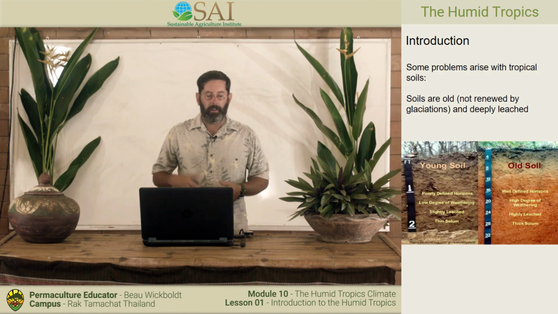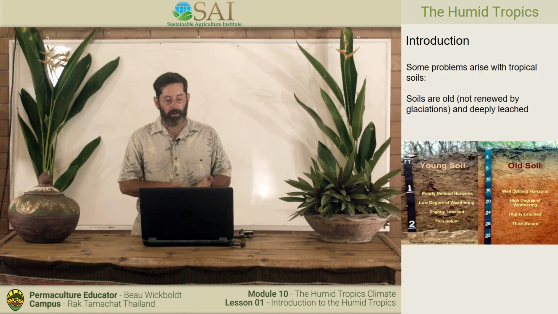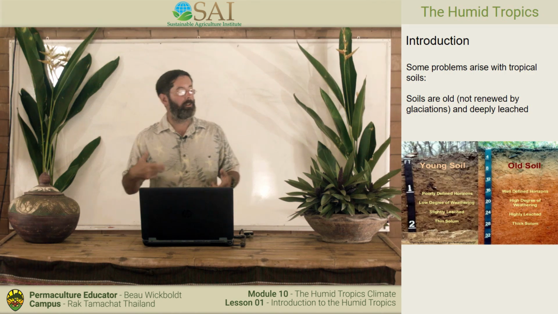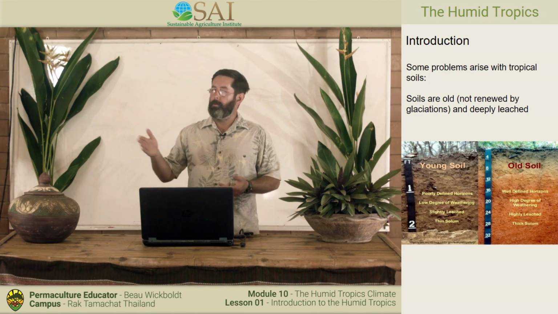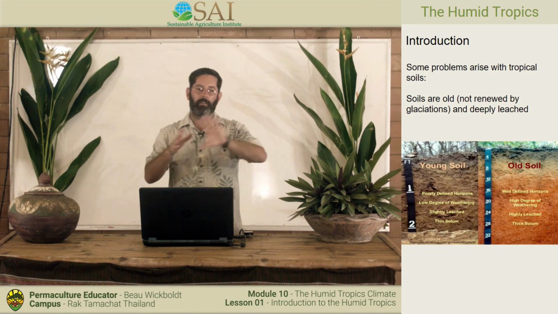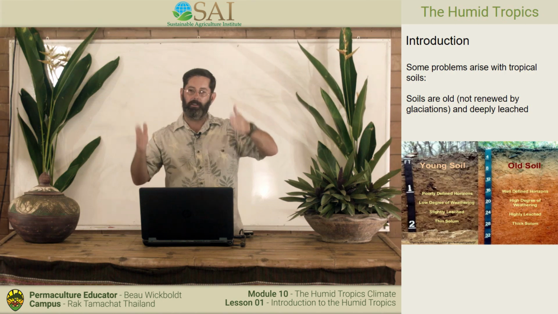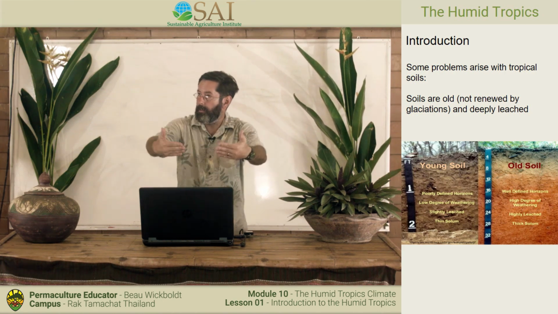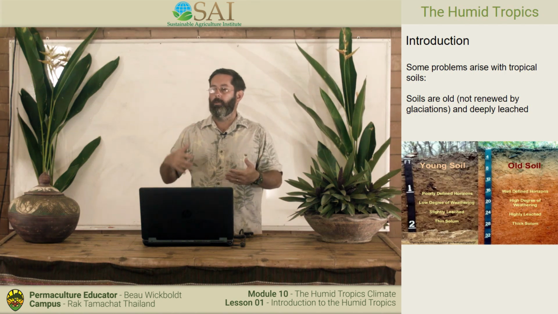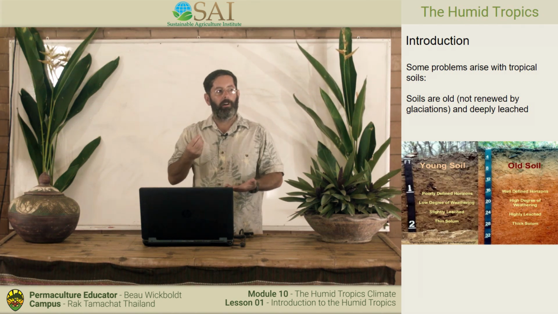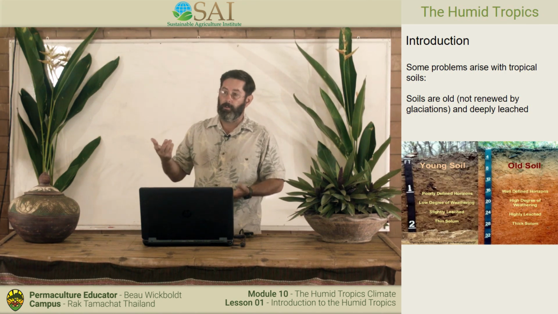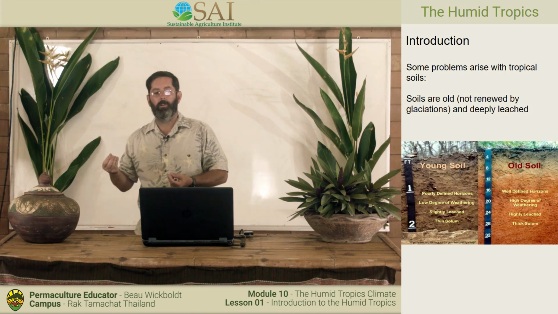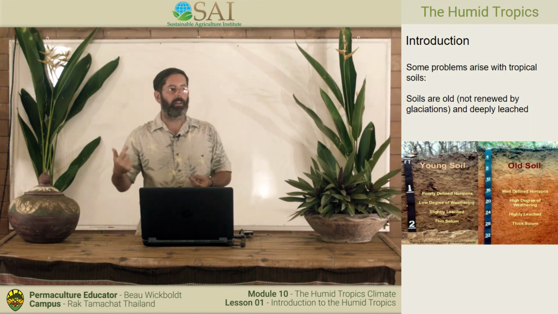Some problems can arise in tropical soils. The soils are old and they're not renewed by glaciations. When we looked at our climates, we noticed the graph and saw this trend of basically every 10,000 years glaciers coming in and retreating through the ice ages. When they did that, they ground the rock and made basically glacial rock dust. And that's really high in minerals.